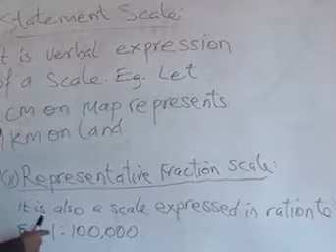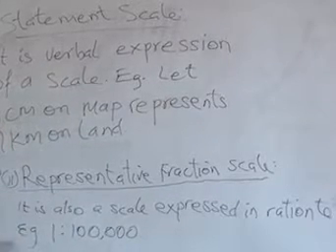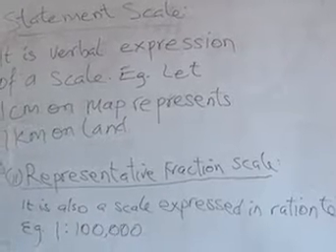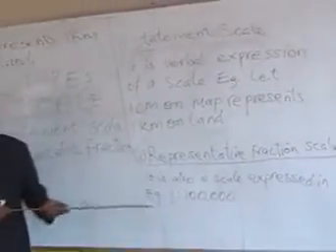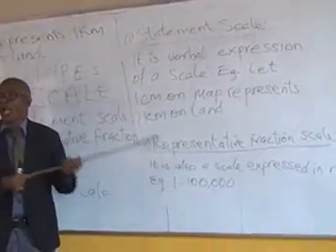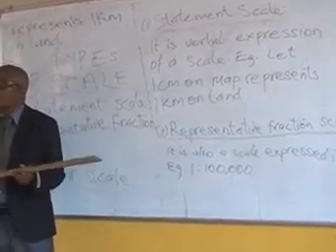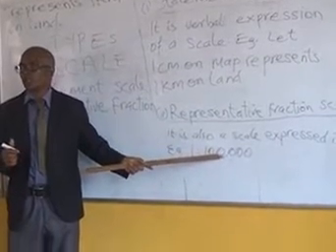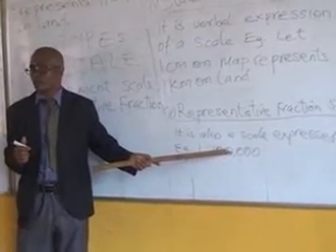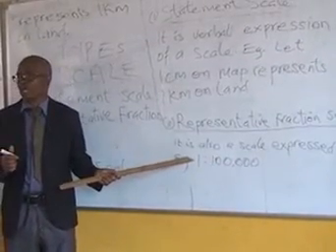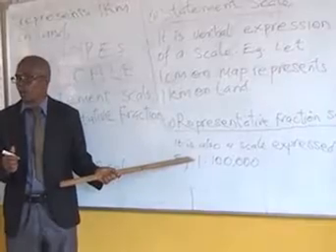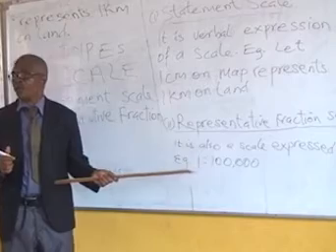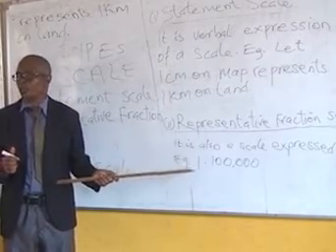And this 1 centimeter, this one is always a distance on the map. The distance on the map is always 1, which is the numerator. And the corresponding distance on the ground will be any number. It can be 100,000, 50,000, 25,000, 150,000. But the numerator is always 1, and that's the distance on the map. And this scale can also be written in fraction form, and that is why it's called representative fraction scale.